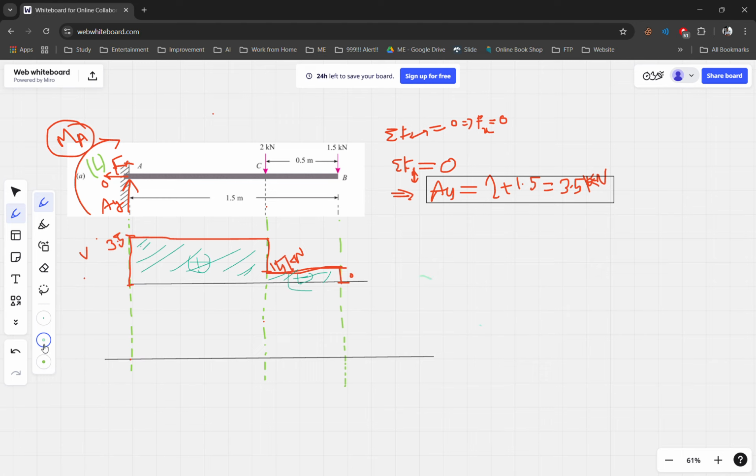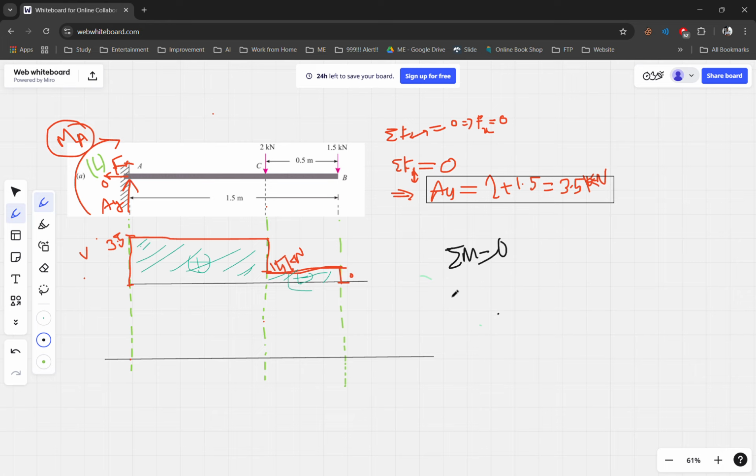Okay, no, it's not visible, so let's take it black. Okay, so now let's calculate the moment. While calculating the moment, let's know another equation: summation of moment equals 0. So what we're gonna do is calculate a moment over here, at point A.